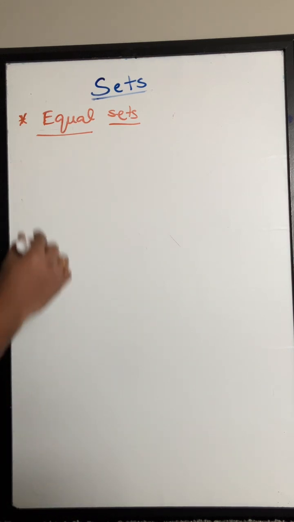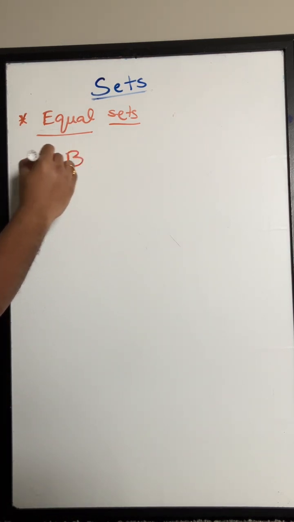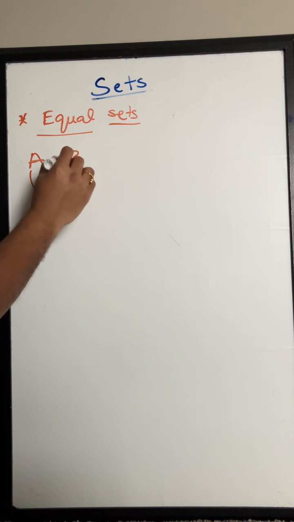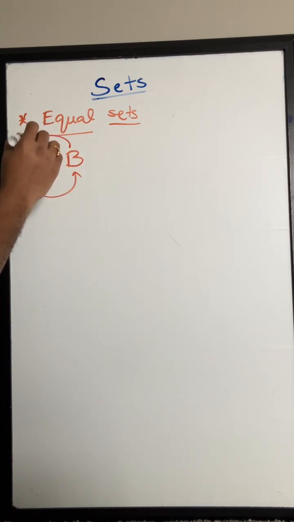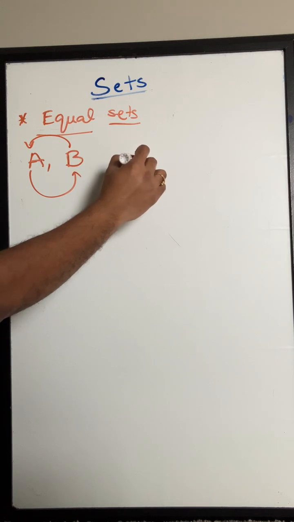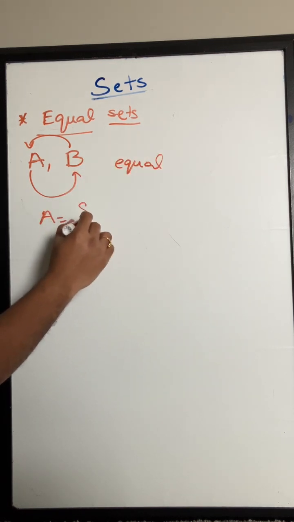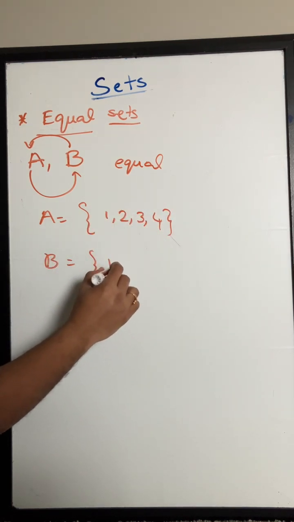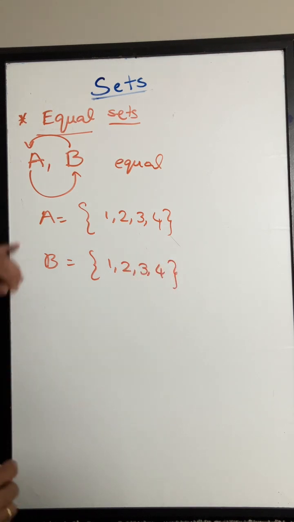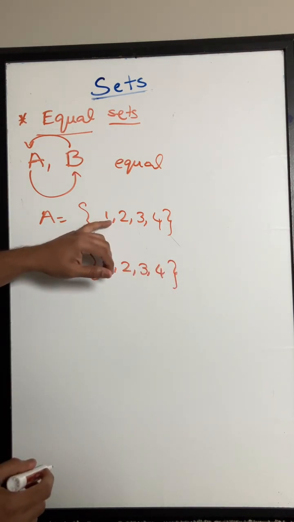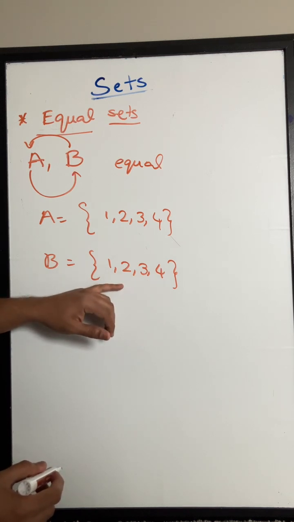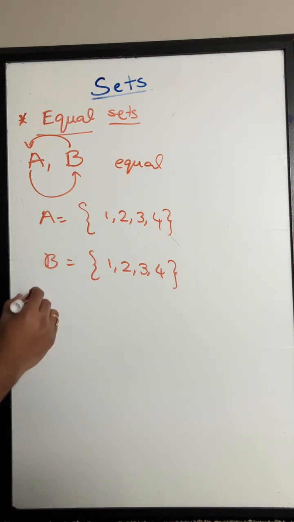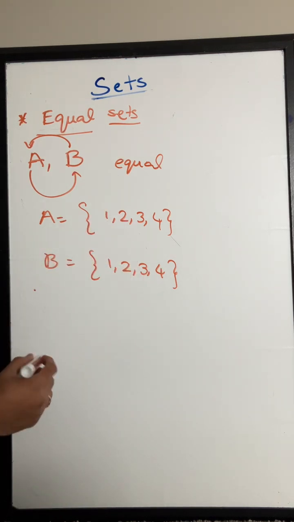When we call A and B two equal sets, every element of A should be present in B and every element of B should be present in A. If you take an example A equal to 1 2 3 4 and B equal to 1 2 3 4, then A and B are equal sets, because 1 2 3 4 are there in both and all the elements here are also here. So you can easily say A equal to B, isn't it?